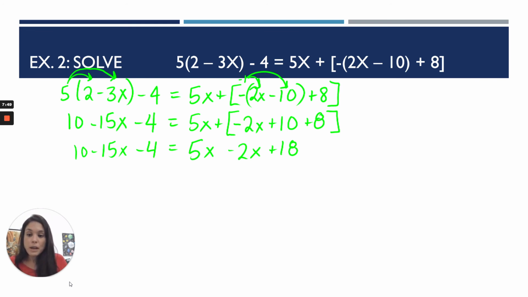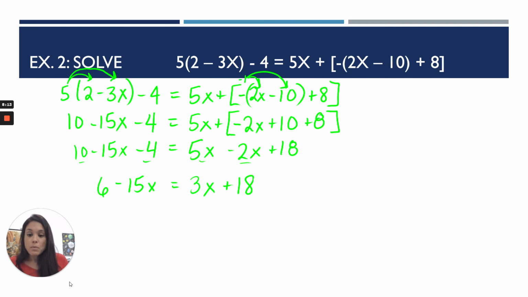So now let's bring like terms together. 10 minus 4 is 6, and then negative 15x just comes down, equals, my like terms here is 5x and negative 2x, so 5 minus 2x is 3x plus 18.